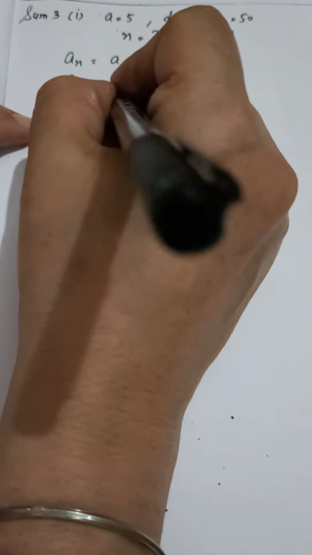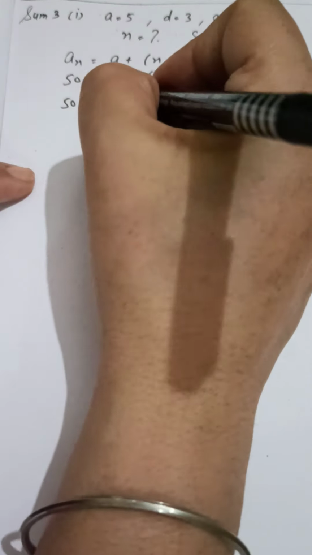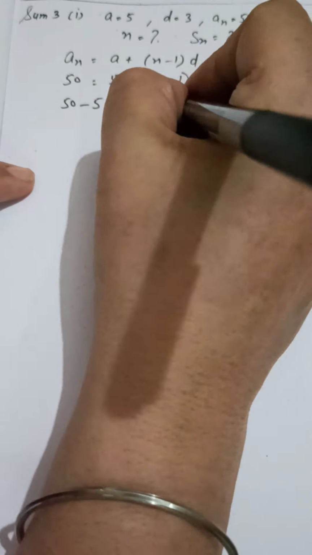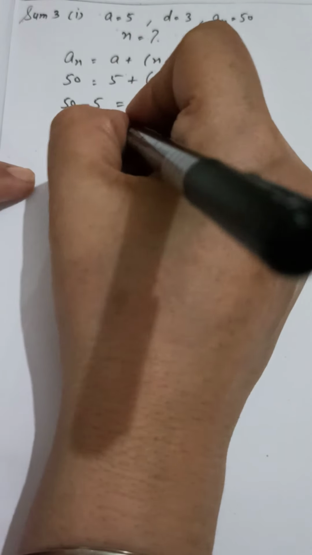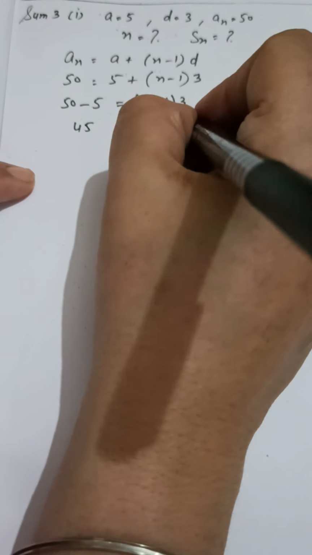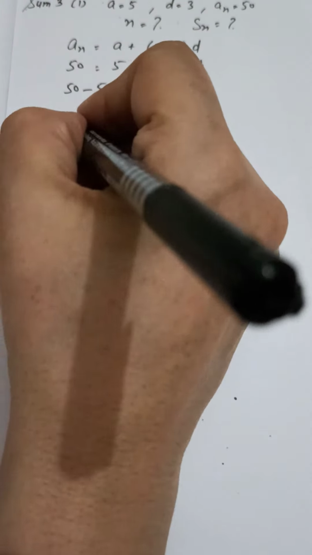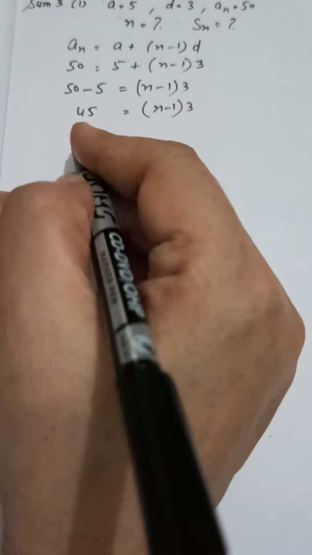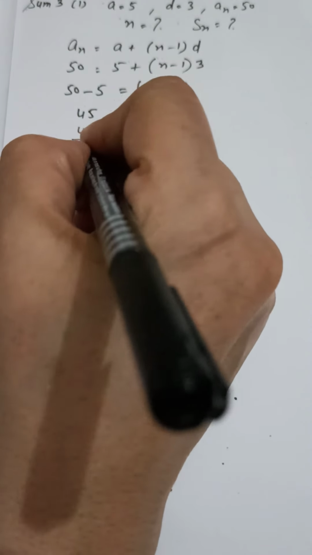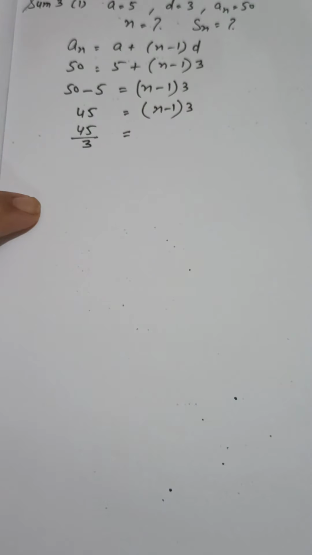5 moves to the left hand side. 50 minus 5, n minus 1 into 3. 45 is equal to n minus 1 into 3. Now 3 is multiplied here, so it moves to this side. 45 divided by 3 is equal to n minus 1.